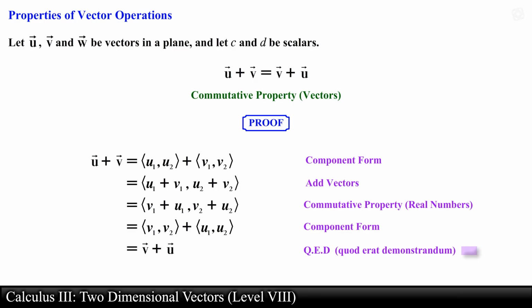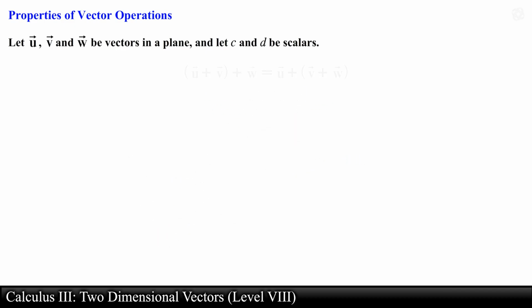You can also use a tombstone mark, which is a small rectangle that means end of proof. This is a typical method you want to follow as you prove various properties throughout your multivariable calculus course. Let's take a look at our second property. The sum of vector u and vector v plus vector w is equal to vector u plus the sum of vector v and vector w. This is known as the associative property for vector addition.